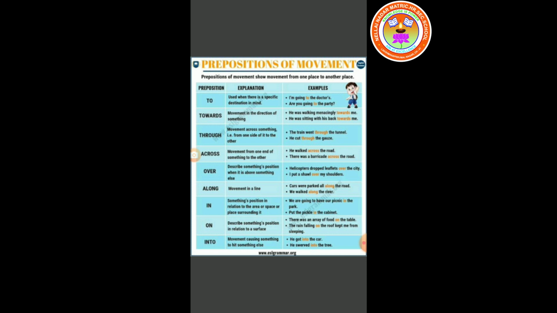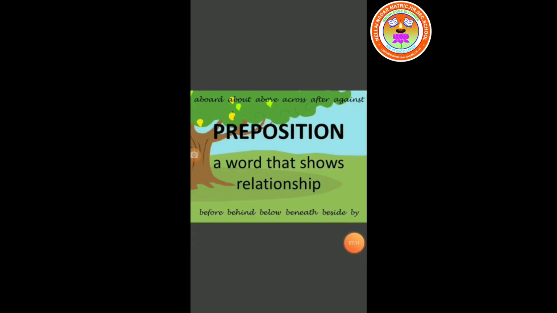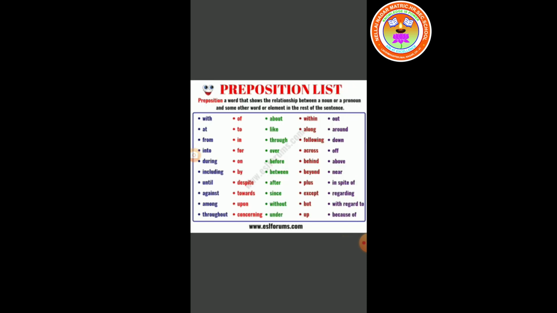Okay, students, let us recall the prepositions. A preposition is a word that is placed before a noun or a pronoun to show its relationship to other words in a sentence. And this is the list of prepositions. These prepositions are classified into three main types: prepositions of place, prepositions of time, and prepositions of movement.